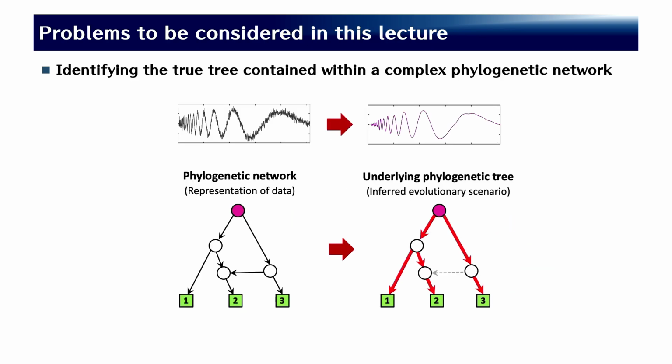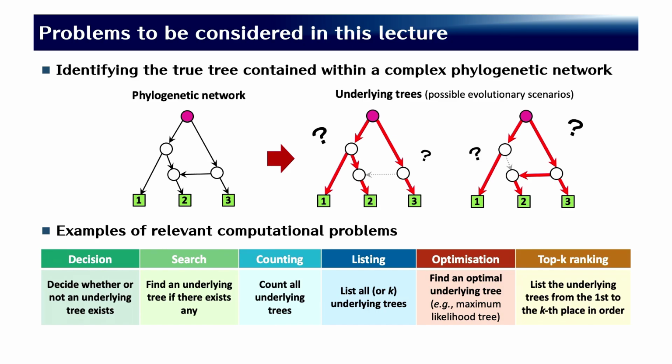It's similar to the idea of removing noise from measured raw data to extract meaningful signals. Likewise, we use a phylogenetic network to accurately represent real-world data and then estimate the true evolutionary tree to explain the data by removing unnecessary arcs.